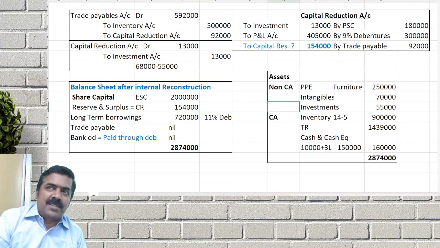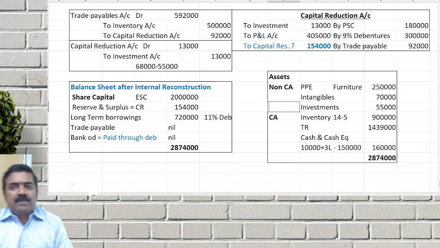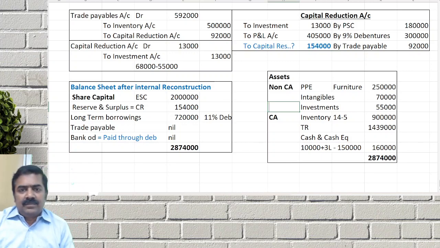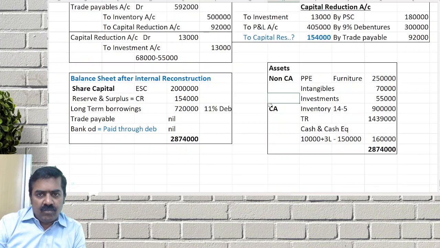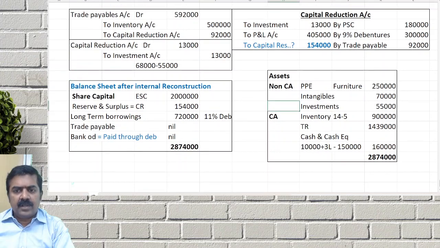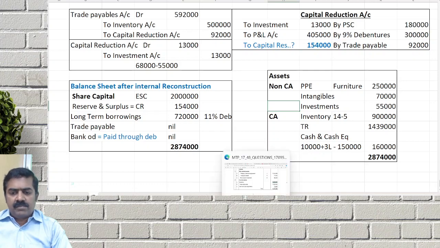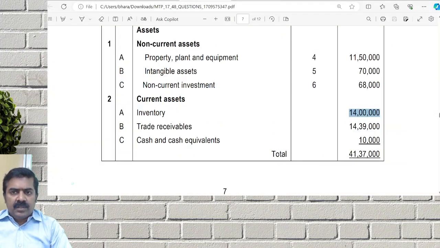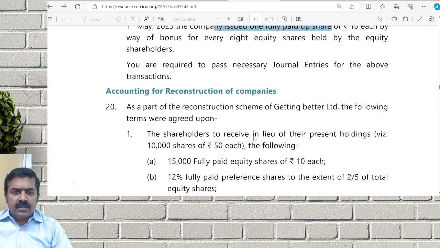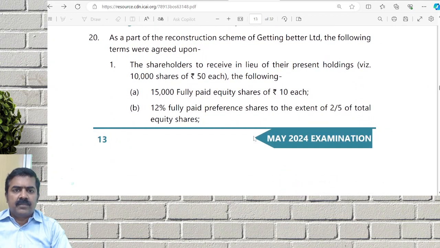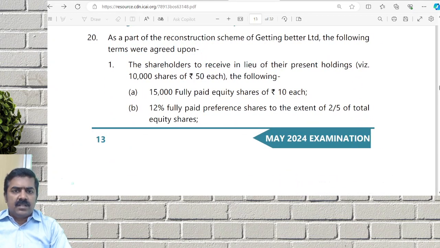They've given model test papers. Done. We'll go for which one? RTP. This is the revised test paper, question number 20.